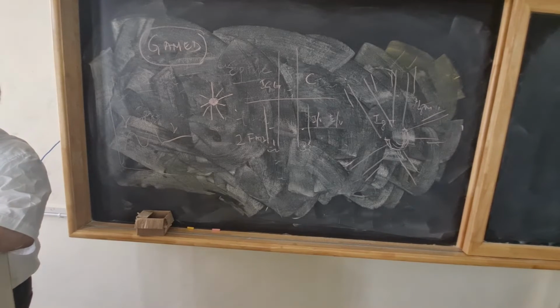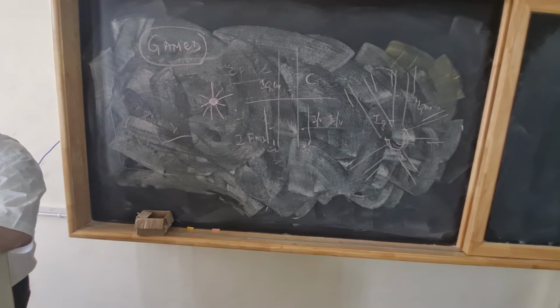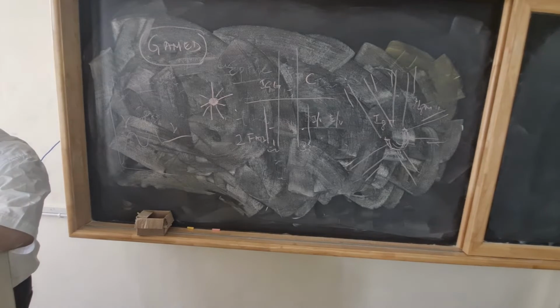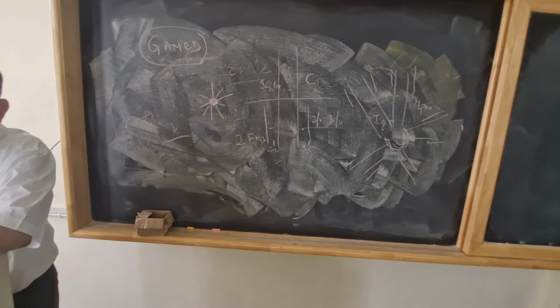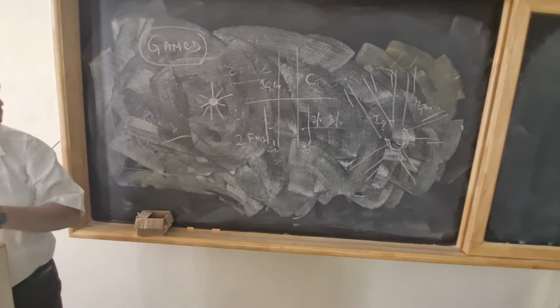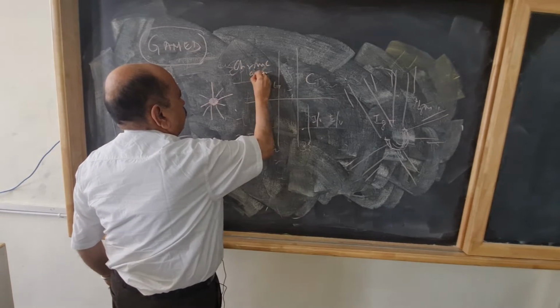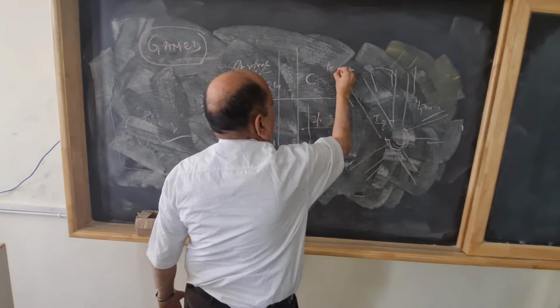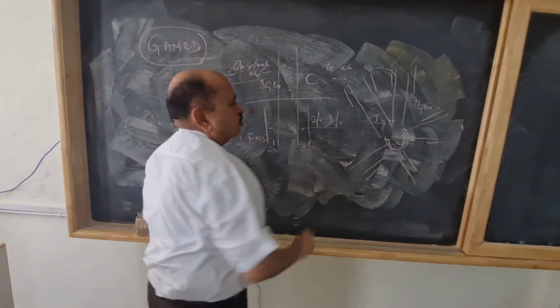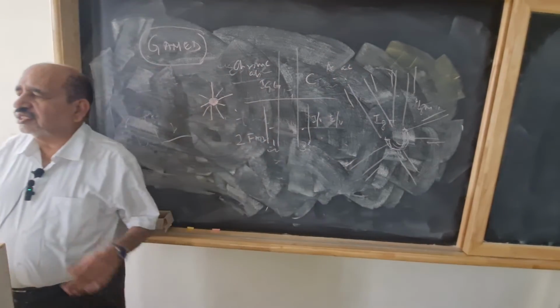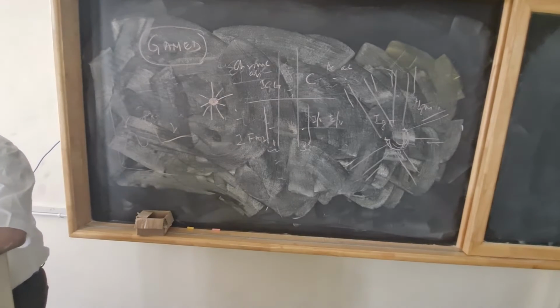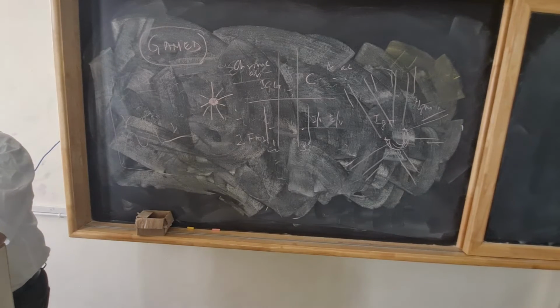IgM is a very important antibody because it's an acute antibody. It appears immediately after infection, whereas IgG is a late antibody, a chronic antibody.